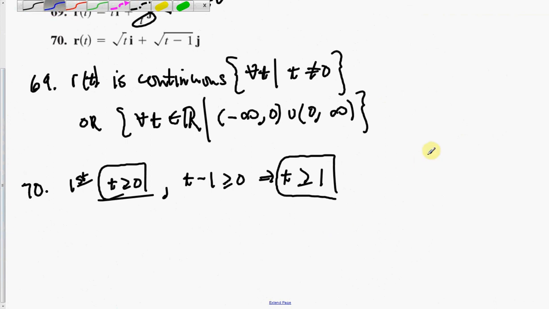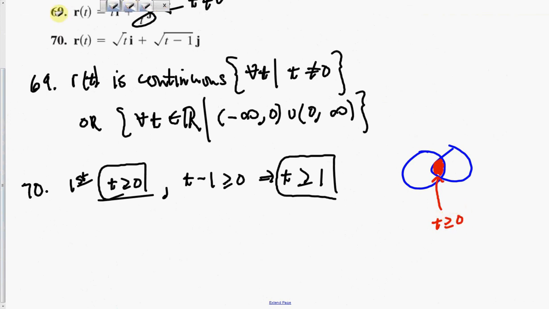And so the intersection has to include everything. Right? If two sets intersect, then that's their commonality. So here you have the first part and the second part, but it's the common intersection of t being greater than or equal to 1, not 0.